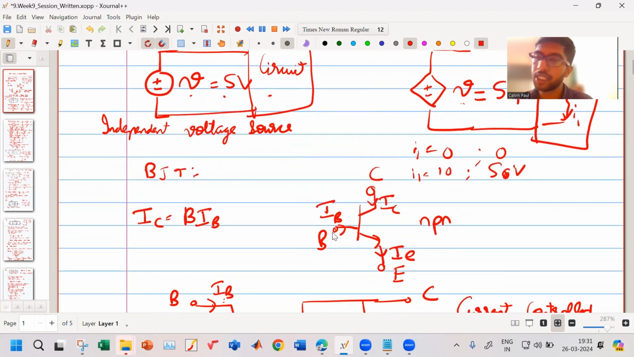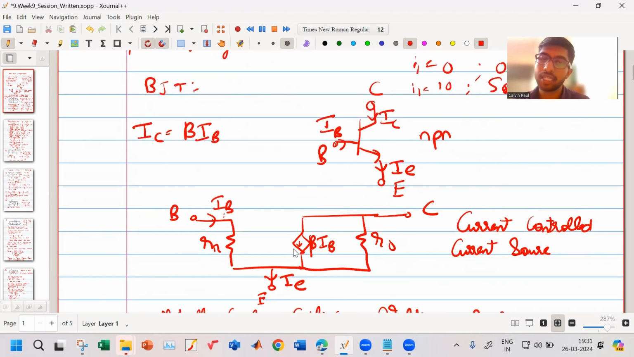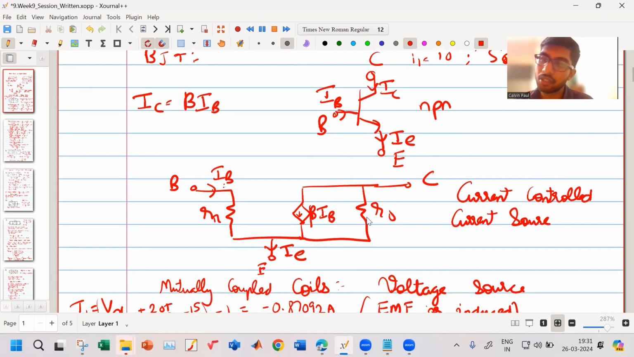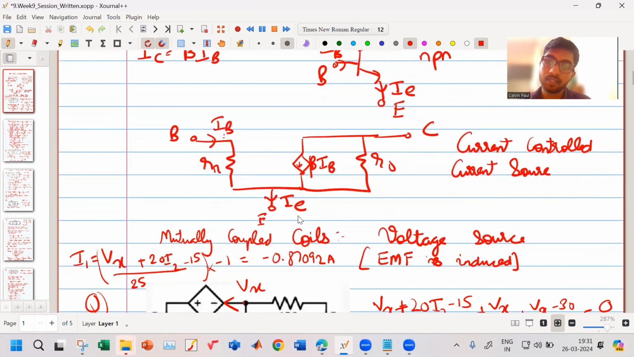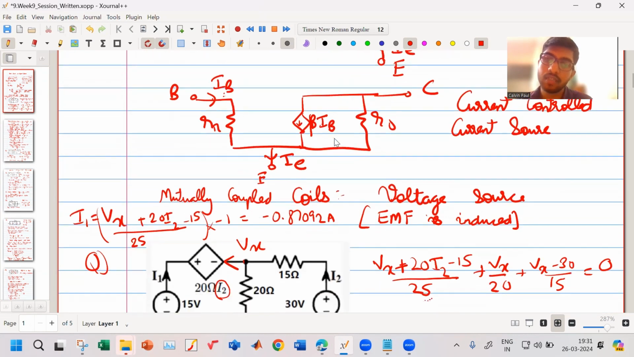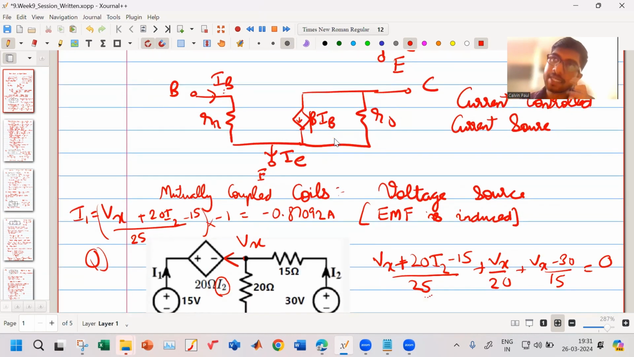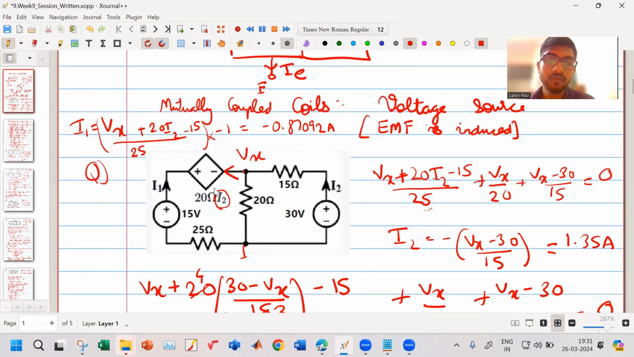Also, there's an example of a BJT where your collector current is a function of your base current, and that is given in the small signal model of a BJT. It is shown by a controlled current source. Similarly, for mutually coupled coils also, the current in one coil results in the generation of an EMF in the coupled coil. So in that case also, it is a current controlled voltage source, and it's a voltage source because an EMF is induced. Now in this question, so this is a question which we solved.